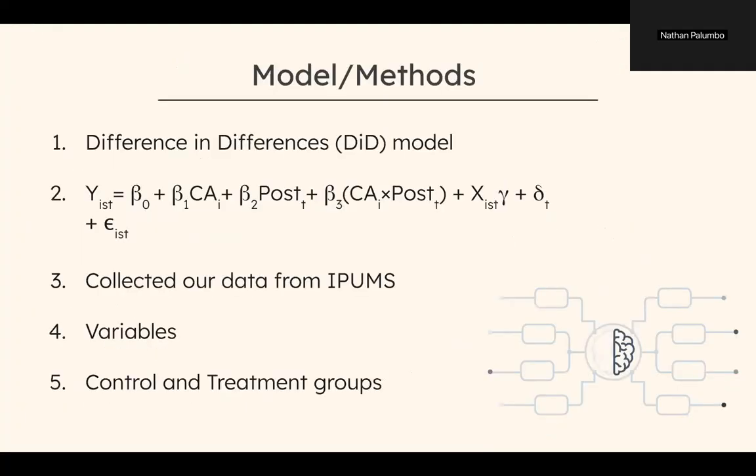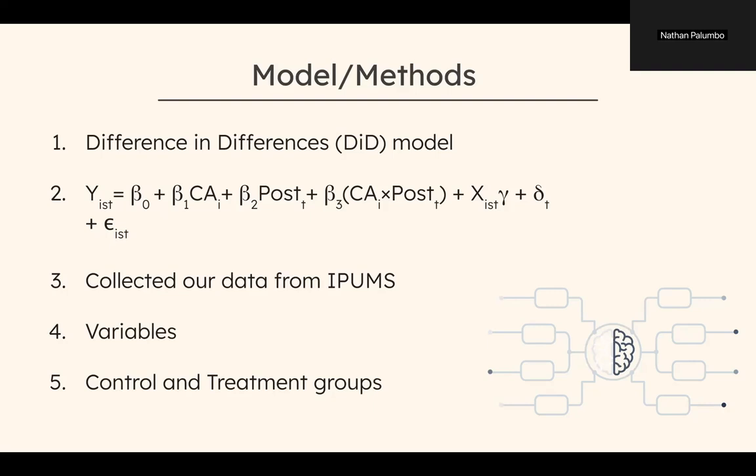So, talking about our models and methods, we're going to be using a difference in differences model to look at panel data. And I'll break down this equation and talk about all the different variables more specifically. So beginning with Y_ist, our outcome variable, this is indicating employment status. I is going to represent the individual, S the state, and the year is going to be represented by T. And within this, we're going to have 1 and 0 representing employed and not employed.